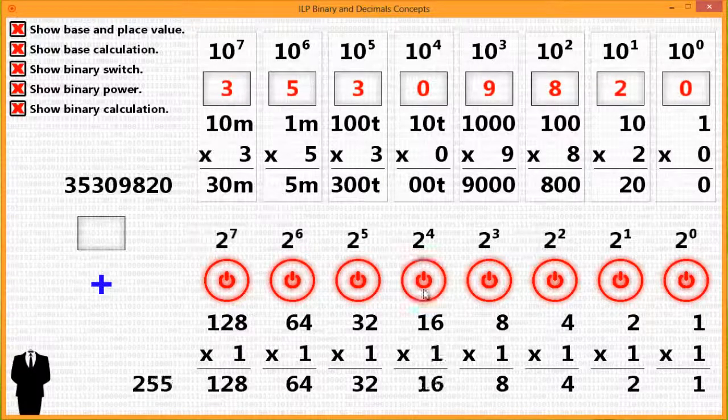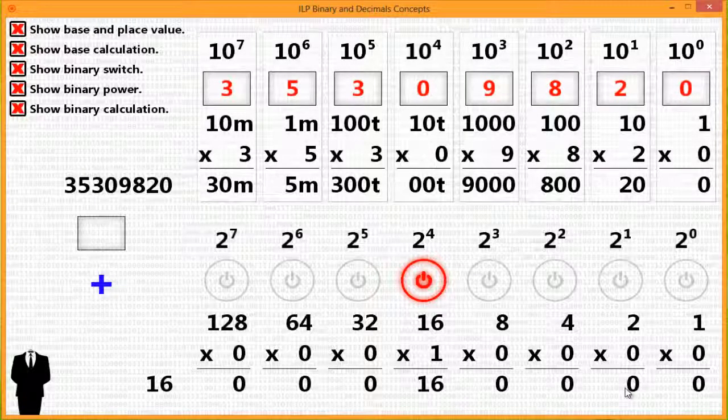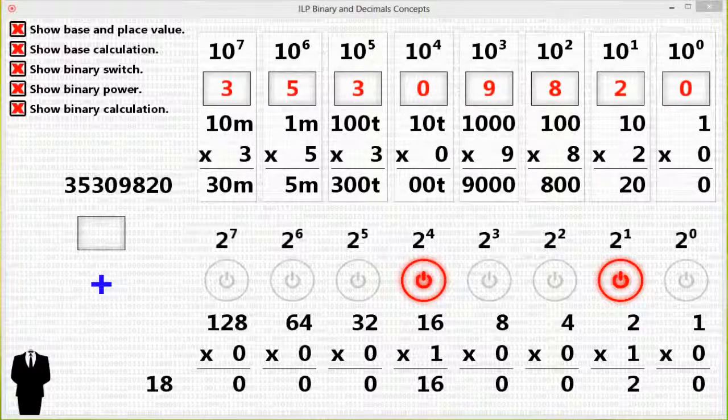And each time you turn on a switch, it means that that place value has a value. So if you turn it off, off means 0. So 1 times 0 is 0. 2 to the 1st power is 2 times 0, which is 0. And if we were to turn on 2 to the 1st power, it is 2 times 1, which is 2. Because a binary system has only 2 symbols, 0 and 1.